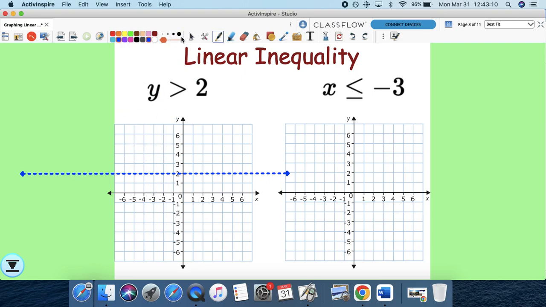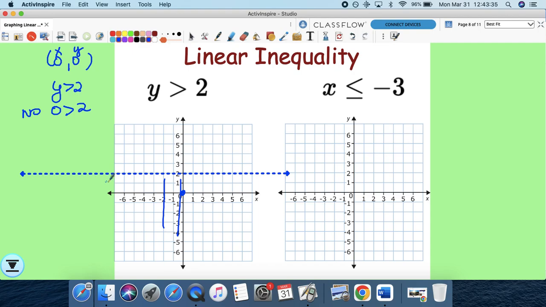Well, I can't just guess, so pick a test point. Let's stick to 0, 0. This is my x value, this is my y value. So let's take the inequality y is greater than 2 and substitute y with 0. 0 is greater than 2. Is 0 greater than 2? No, it's not.